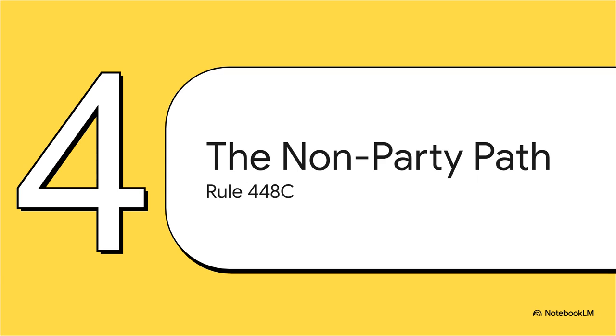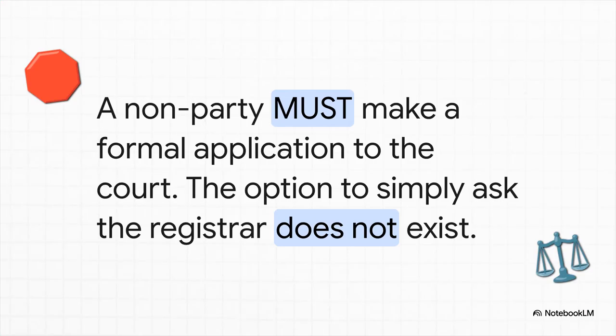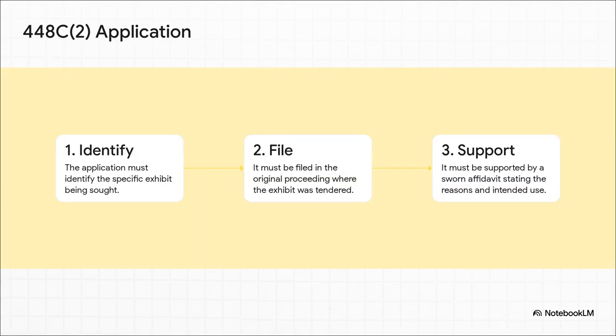All right, now for the other path. This is the more complex one, the one that was literally created because of the Bros v. Velasquez case. This is about access for non-parties, and it's all governed by Rule 448C. Now, the very first thing to burn into your memory about Rule 448C is this. That easy path, it's gone. For a non-party, like our journalist, there is no option to just ask the registrar. Subrule 1 is crystal clear. You must make a formal application to the court. It's the only way.